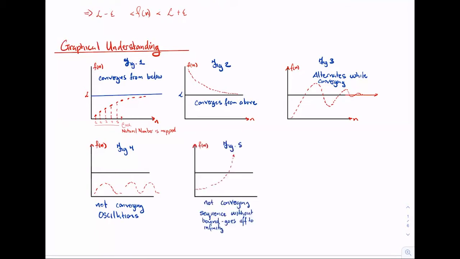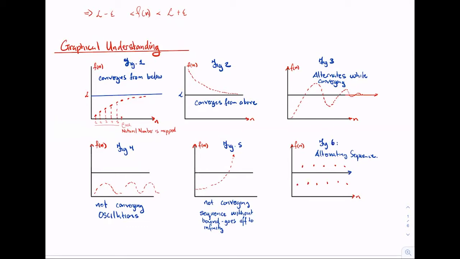Let's look at another example of something that doesn't converge. Figure number 5, we see that this sequence is unbounded and it's going off to infinity. Figure number 6, we have an alternating sequence that does not converge either. So these 6 figures are 6 examples of the types of sequences that you need to be able to recognize in their functional form as well as in their graphical form.